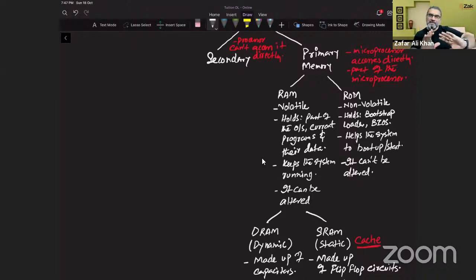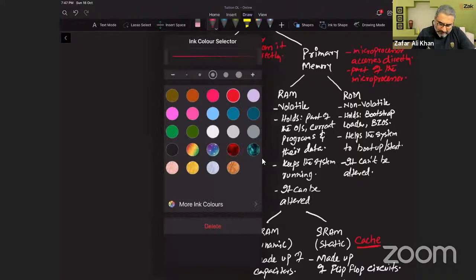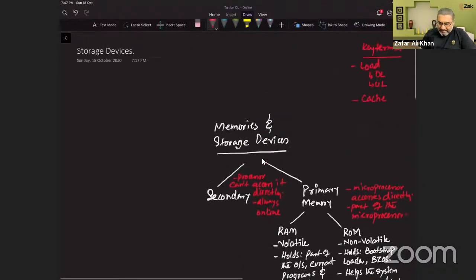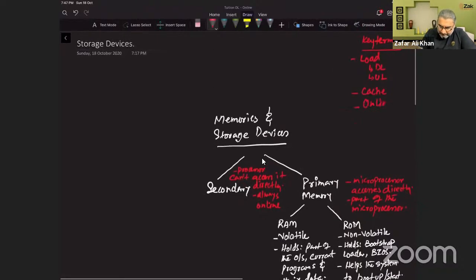Relatively primary memory से secondary memory में बहुत सारा data होता है, जिसको हम hard disk बोलते हैं या SSD बोलते हैं, वो secondary memory है. And these are always online. Now, what are these terms? Online and offline.